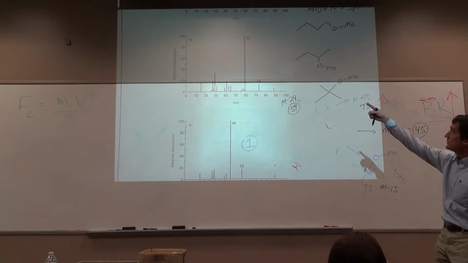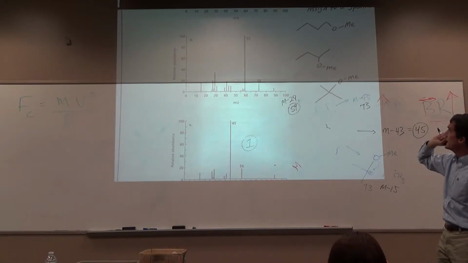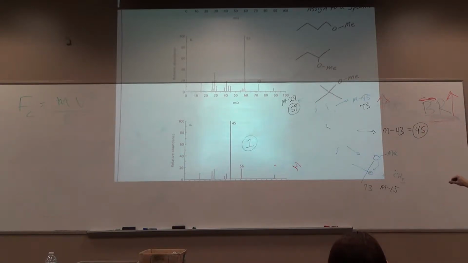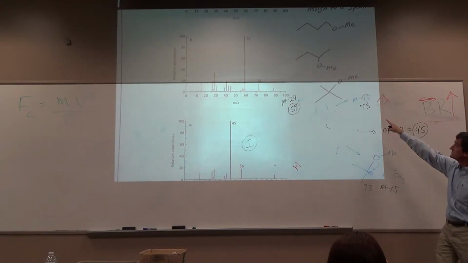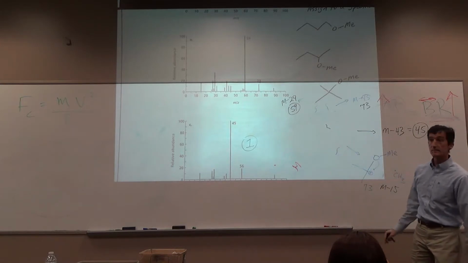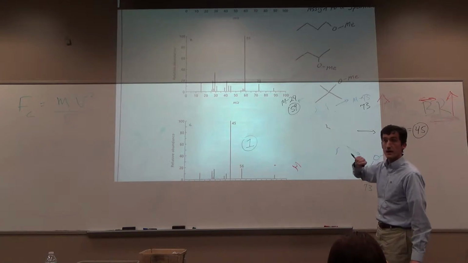Well, I'm going to look over at the spectrum just because it's nicely shown there. That's the middle spectrum up there. I see a big peak at 59. Did we predict 59 for any of them? Yeah, the middle one. We predicted 59 from alpha cleavage. What else did we predict for the middle one? 73. It's also got a 73.